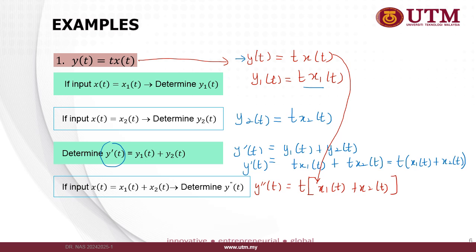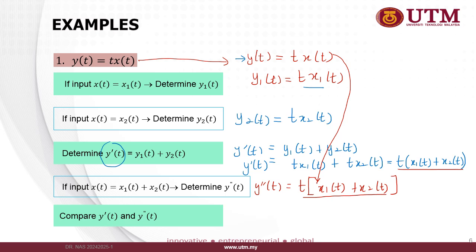So last step, you need to compare y prime (t) and y double prime (t). In this case, y prime (t) equals t times x1 plus x2(t), and y double prime (t) equals this. So in this case, you notice that y prime (t) equals y double prime (t). So the system is linear.